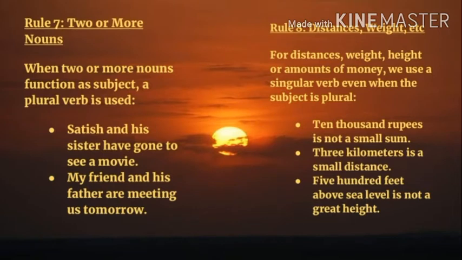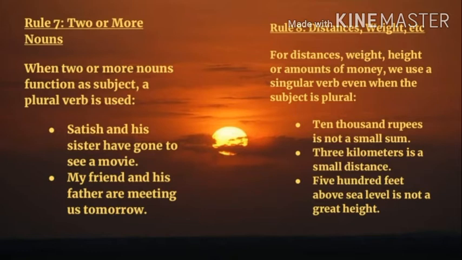Example number 2. My friend and his father are meeting us tomorrow. Here in the sentence, the subject is plural. My friend and his father. Two are there. That means plural subject. So, are plural verb is used in the sentence.